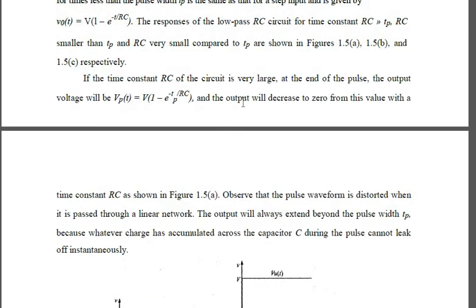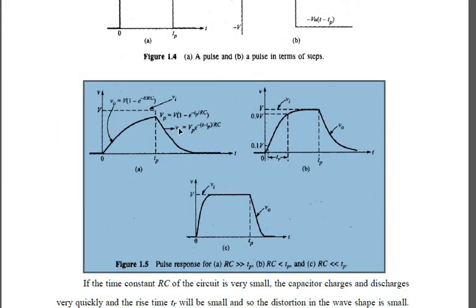See here, at the end of the particular pulse, the output will be given as Vp(t) equals V times (1 minus e to the power of minus TP divided by RC). This is the end of your particular pulse, which shows the pulse response of your pulse input voltage. And this is the rise time, where the voltage increases from 0.1 to 0.9 volts. This we get where your time constant RC is less than TP, and this is how your output will be obtained.